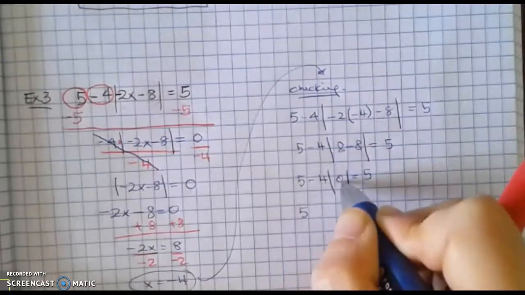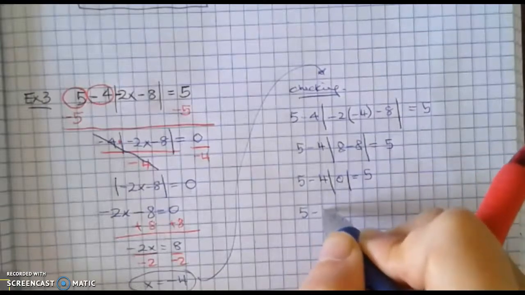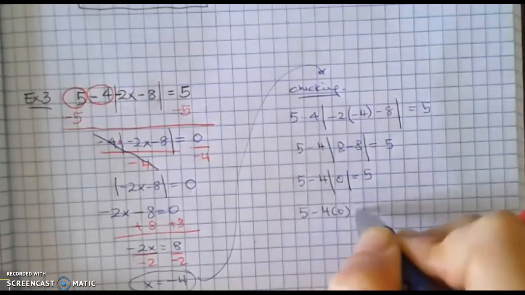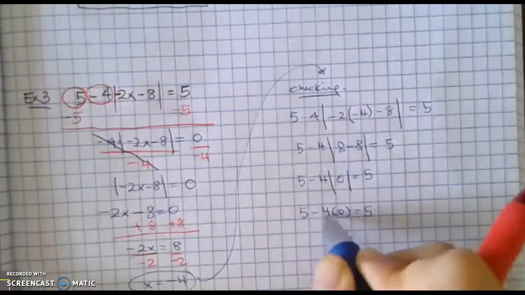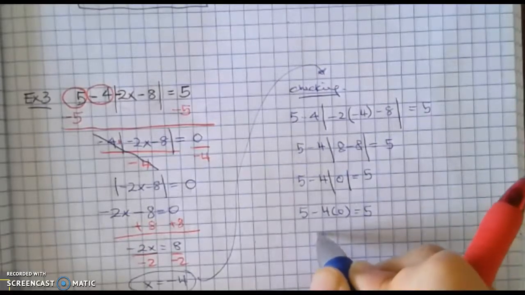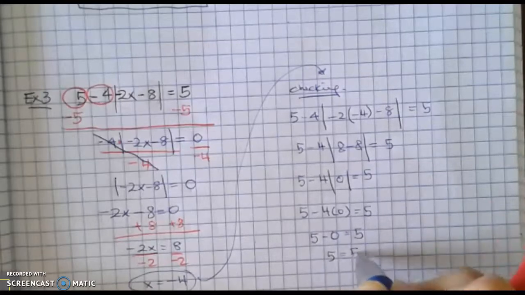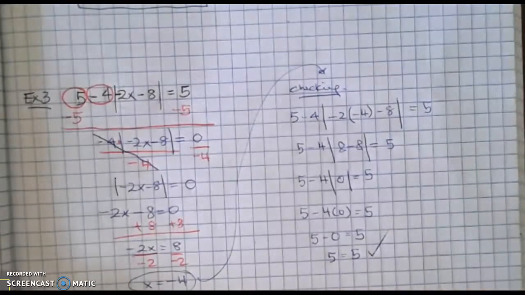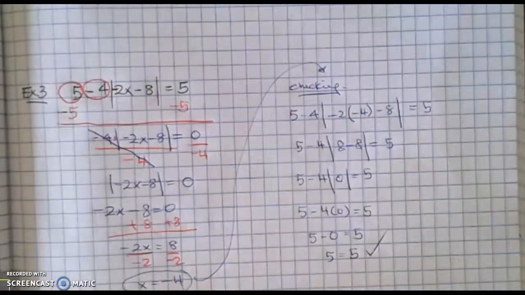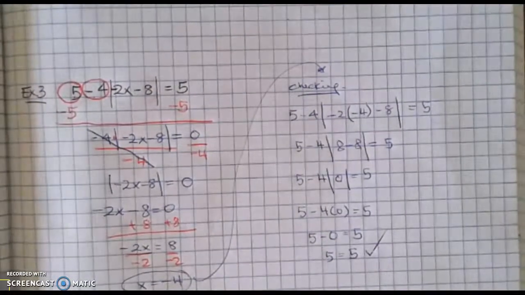And what is absolute value of 0? That's just 0. So that becomes 0 is equal to 5, and 4 times 0 is just 0, so 5 is equal to 5, and it checks out. Great. Okay, so then we will move on to another problem.